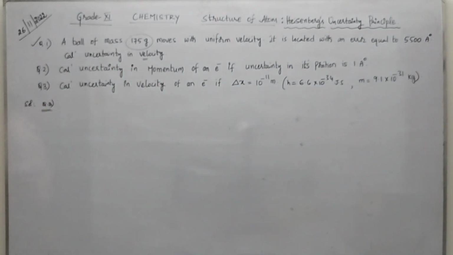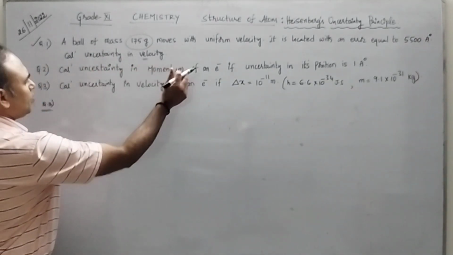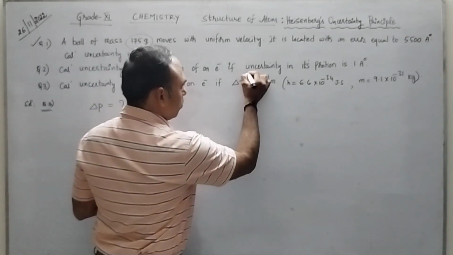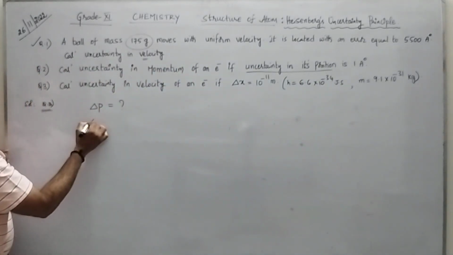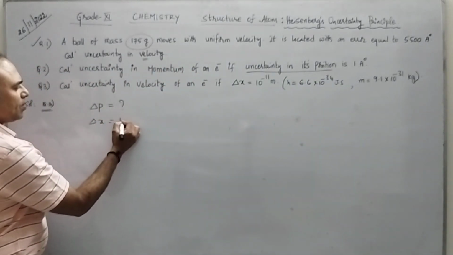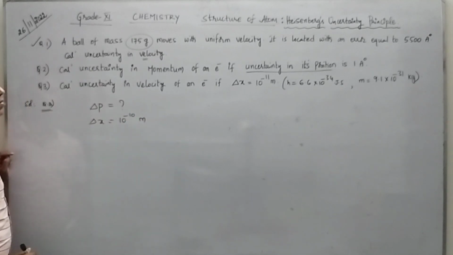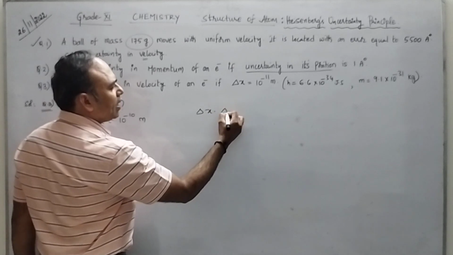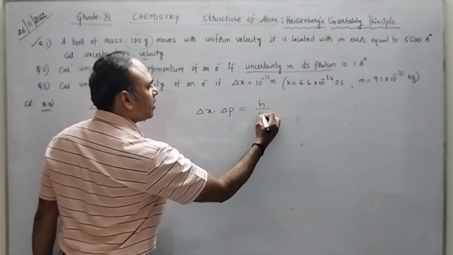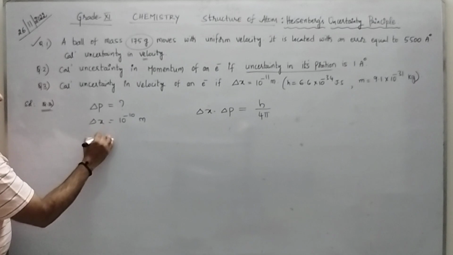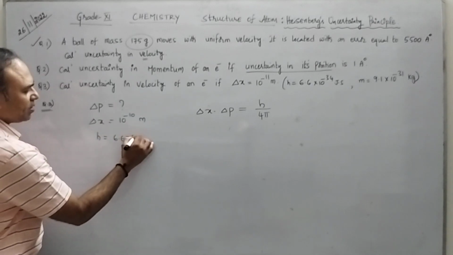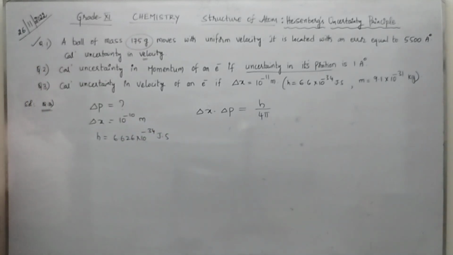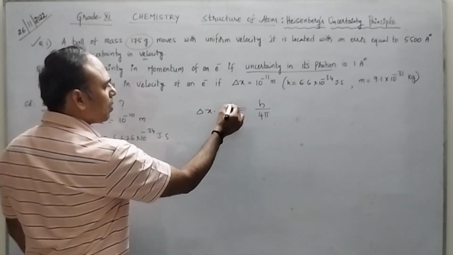So what is given in question number 2? They have given uncertainty in momentum, we have to calculate, that is delta P should be calculated. They mention uncertainty in position, delta x is 1 angstrom, you can write 10 to the power of minus 10 meter. So you know the formula, nothing but delta x into delta P is greater than or equal to h by 4 pi. So h value alone you can write 6.626 into 10 to the power of minus 34 joule into second. Substitute this and find out.